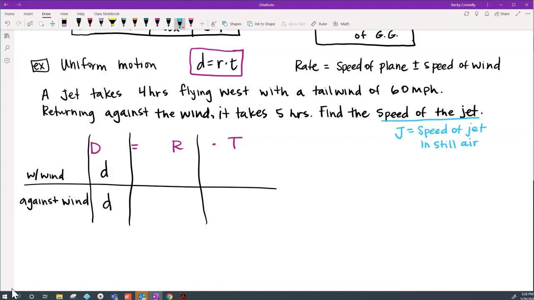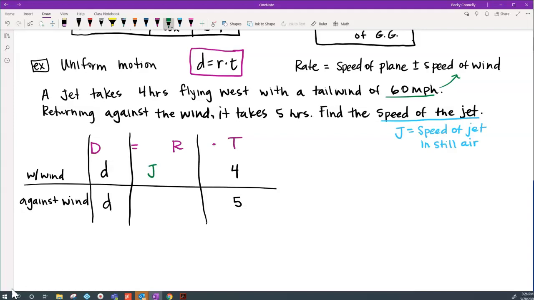And so all we know here is that, going with the wind, it's taking 4 hours. So I'm going to put 4 hours here, and against the wind, it's taking 5 hours. But then my rate is the one that's a little bit tricky. We know that there's a tailwind of 60 miles per hour, and that's where we're putting this, 60 miles an hour goes in that speed of the wind here. And so with the wind, we've got J, whatever that jet speed is.